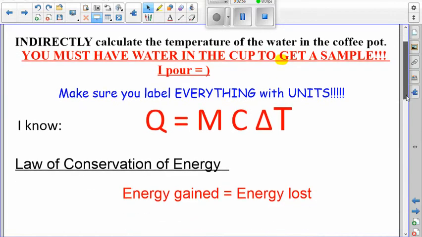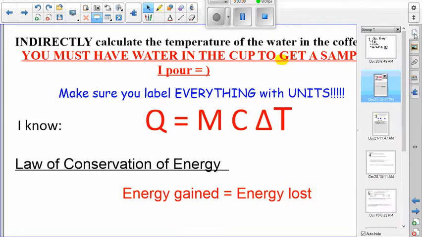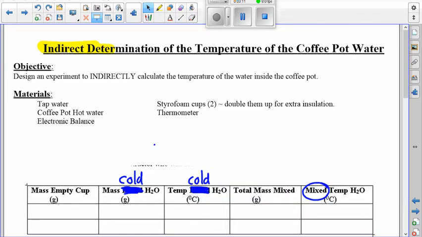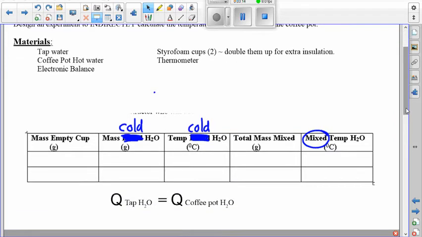Some things to remember: your Q equals MC delta T, and energy gained equals energy lost. Can't emphasize that enough. You absolutely have to use this concept today, once again, while we're doing the lab. So let's go ahead and turn to the lab page here. One little typo you got fixed in this last box. It says temp H2O. You need to change it to the words mixed temp H2O. So yeah, it's a little typo by old Mr. P. Temp.